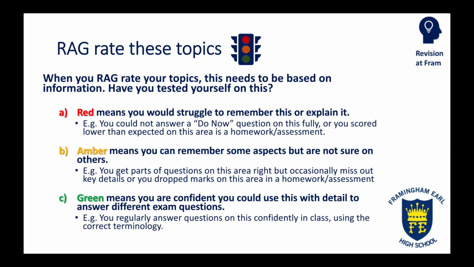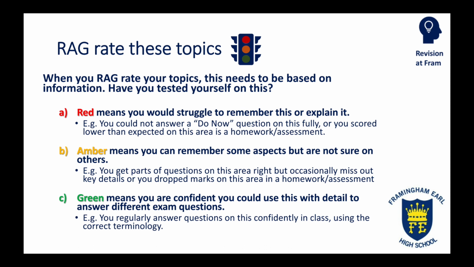When we're ragging content, we really want to make sure that it is based off some sort of information. So, have we tested ourselves recently on that content? Have we got any homework or any assessments that we can use to help inform us to understand whether or not something is a red, amber, or green? So, if we're talking about a red, this means something that you're going to struggle to remember or explain. So, it could be that you did a do now question in class, which you couldn't fully answer, or you scored lower than expected in this area on a homework or recent assessment.